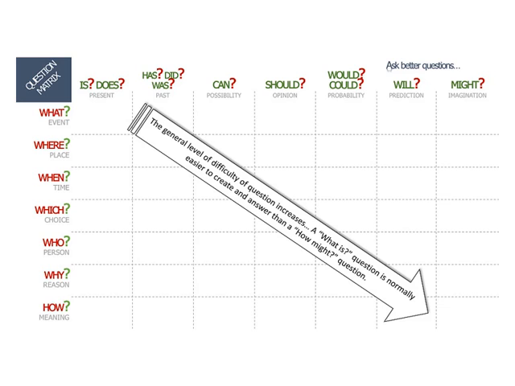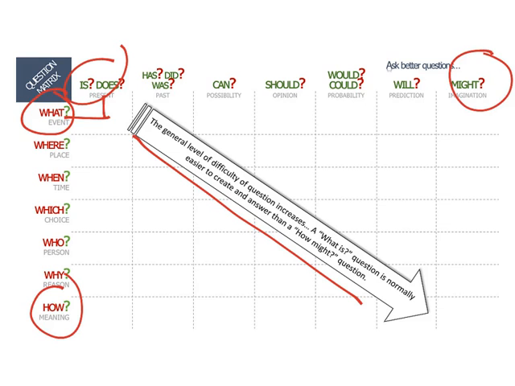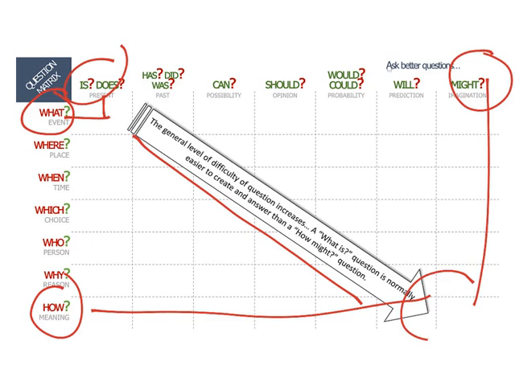So we can use these words and combine them to create different levels of questions. A what is question would create quite a simple question. You can see here it says the general level of difficulty of a question increases. So a what is question is quite an easy question, whereas a how might question is much more challenging, it's much more in the challenging area of this matrix.